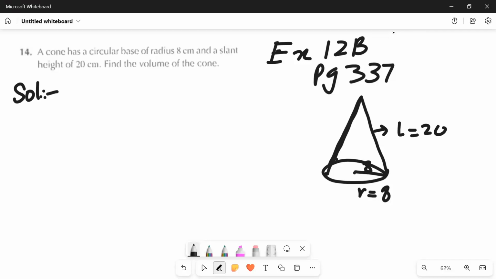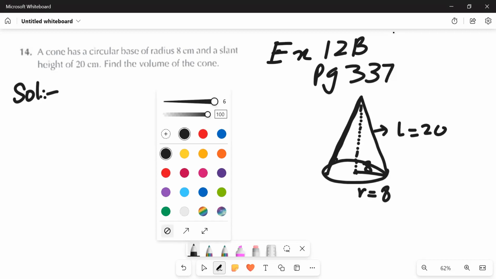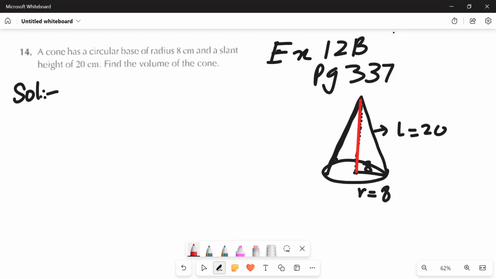Okay, for the volume of the cone, we have to find the height of the cone. For finding the height of the cone, we will take this triangle. I will mark this triangle here. This is the triangle that we will take for finding the height of the cone. So this is the height of the cone.